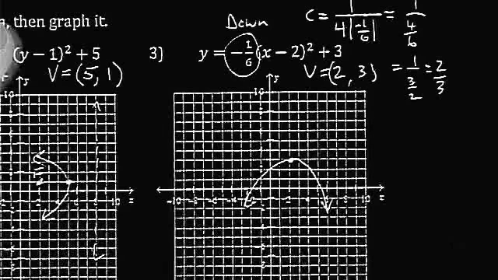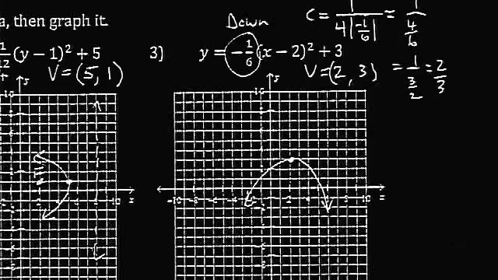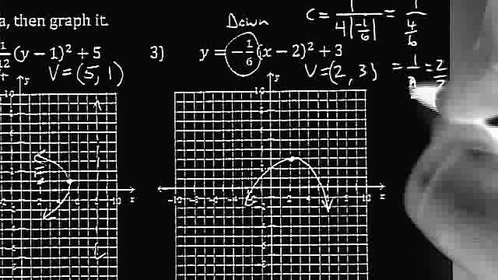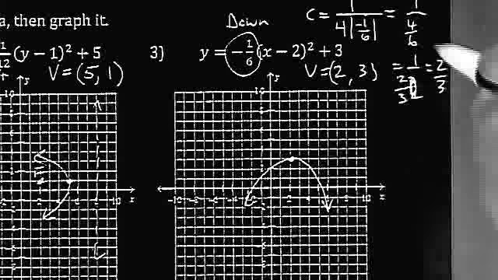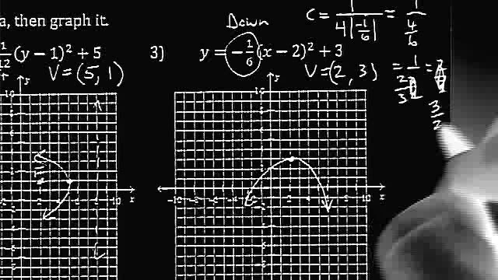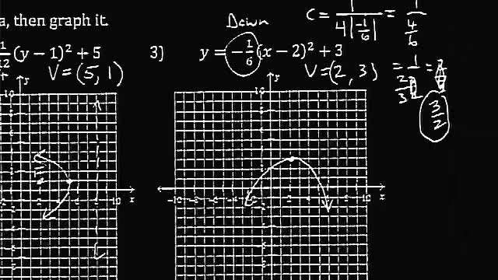Somewhat ugly. Did I do that right? No, my goodness. Somebody stop me. That's 2/3. What is wrong with me? And the reciprocal of 2/3 is 3/2. Glad I caught that one. So that's the value of C.